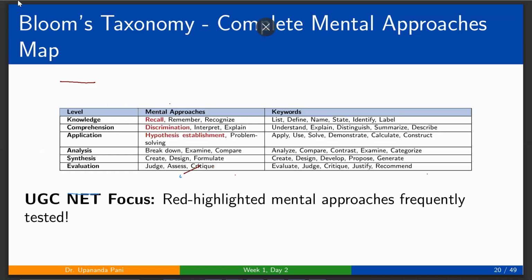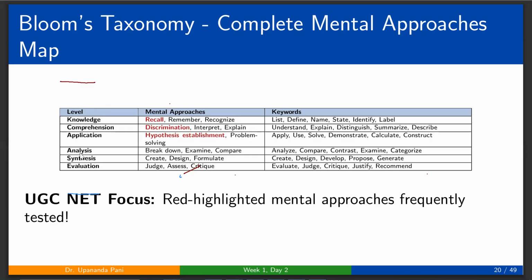Now let's try to understand how Bloom's taxonomy defines this. Maybe some of you are not aware of what Bloom's taxonomy is. It maps different mental approaches to learning. So now you can see this is the summary. Those who have studied education must know Bloom's taxonomy, but for others, after this session you can go through it, or do a little research on the internet about what Bloom's taxonomy is and its importance in teaching.